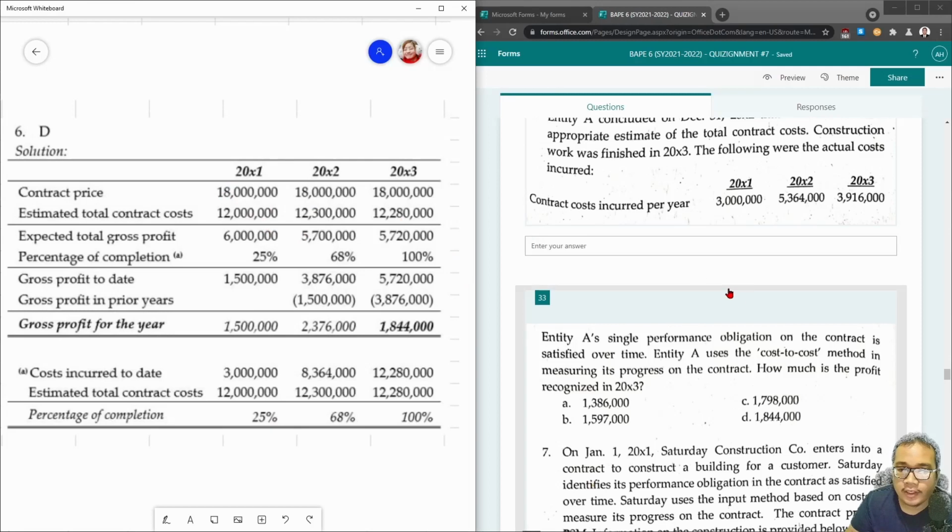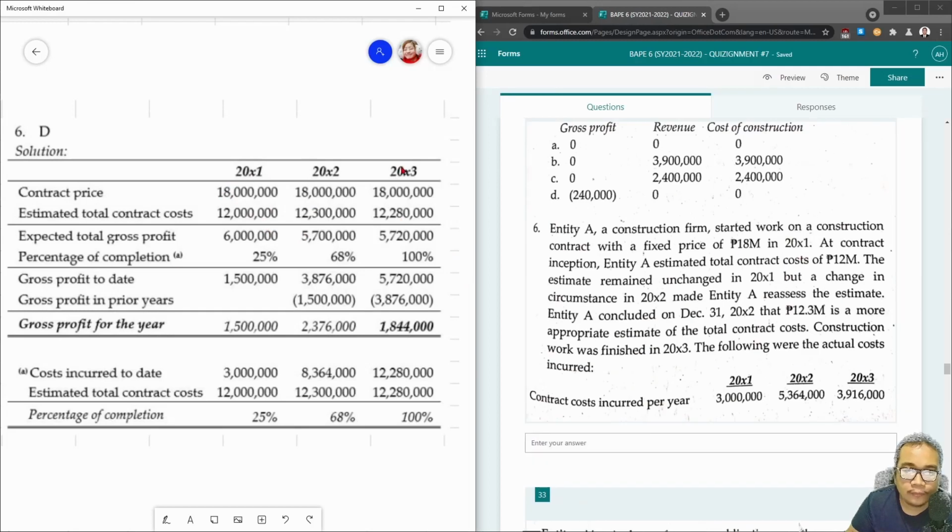Okay, contract price nyo, 18M. Provided. For 20X1, wala naman since walang pinagbago. Siya lang naman nagbago, di ba? Okay. 12 million estimated total contract cost, expected total gross profit mo 6, percentage of completion natin kasi 3 million out of the 12 million completed na, di ba? To 25%. Gross profit to date mo is 1.5.